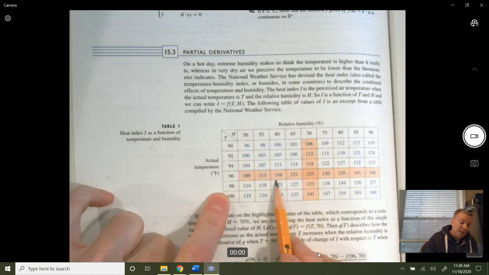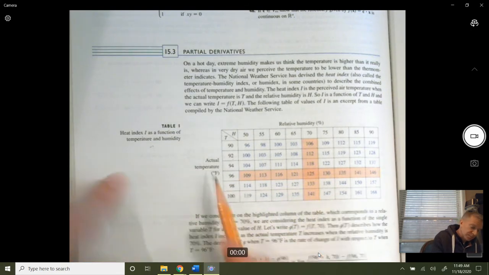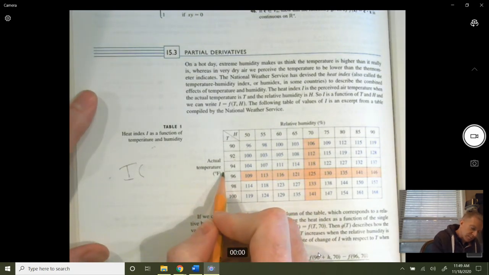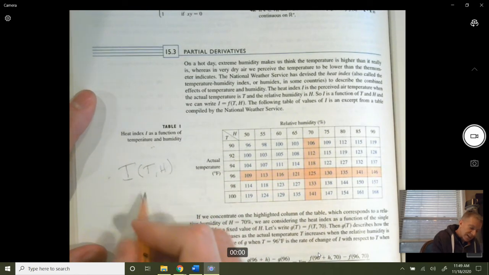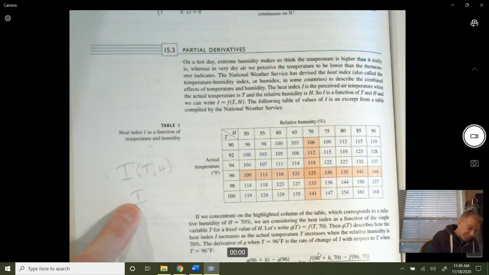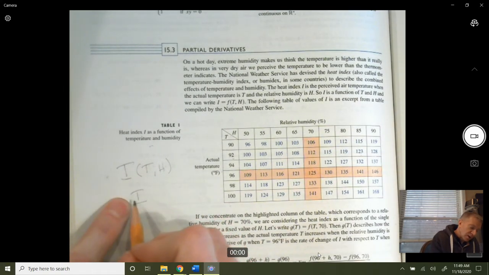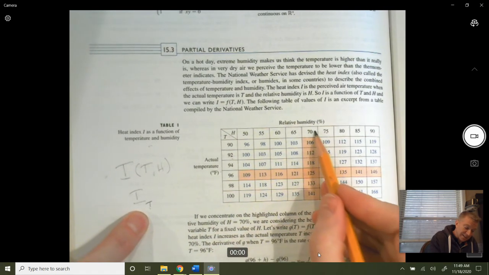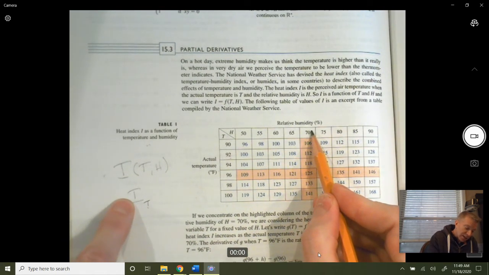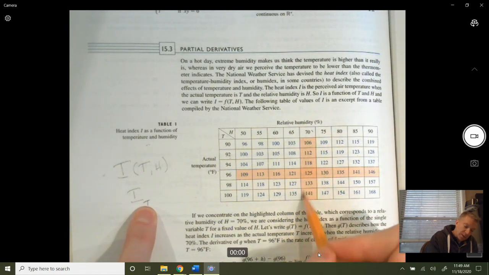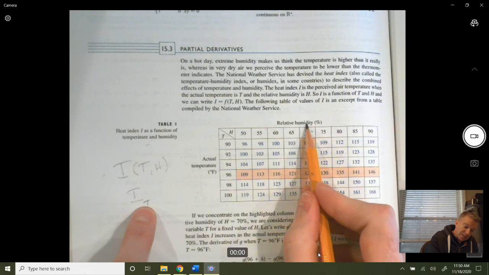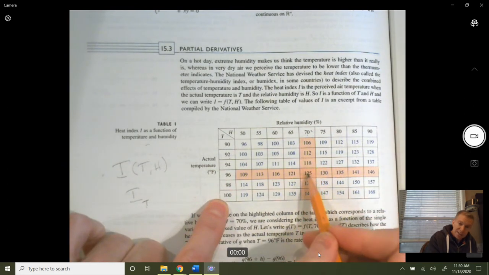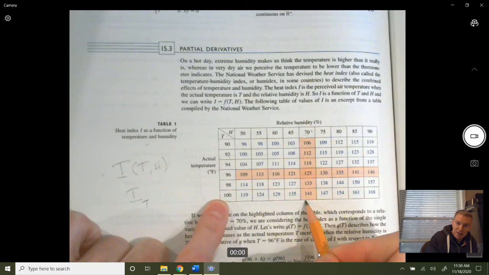Okay. Now, when you're taking a derivative, your heat index I is a function of both humidity and temperature. So you might take the rate of change of your heat index with respect to temperature. Meaning, if I were to hold the humidity constant, how much does the heat index change as my temperature changes? So I would look at this row right here. I'm holding the relative humidity constant at 70%. But as my temperature increases, how much is my heat index increasing? Okay, so this is a way you could look at this with actual numbers.